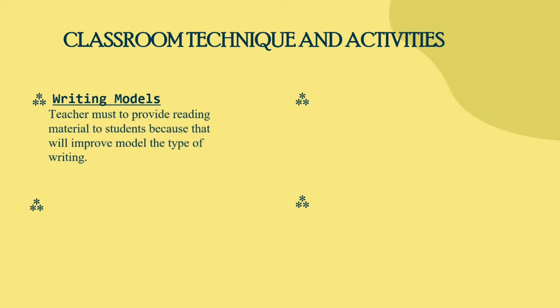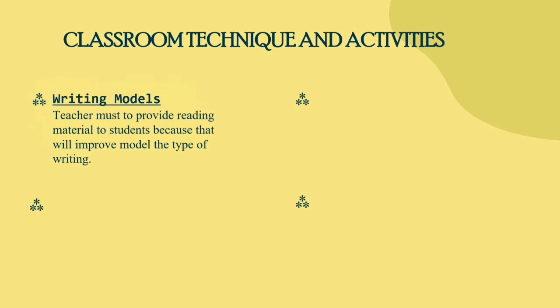First, reading models. Good writers are readers, and good writers read both fiction and non-fiction. Thus, if you want to provide reading material that will model the type of writing your young learners will produce, expose children to a variety of good fiction and non-fiction. You are helping them to become better writers. The teacher must provide reading material to students because that will improve the model of the type of writing.